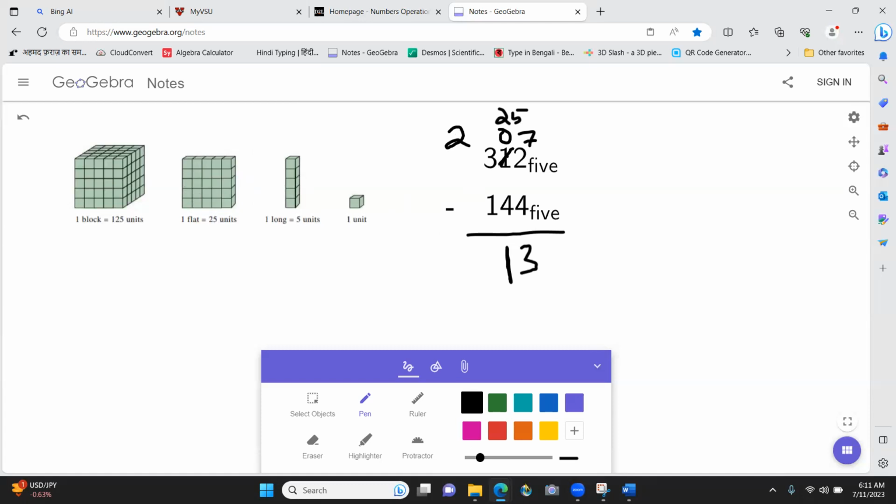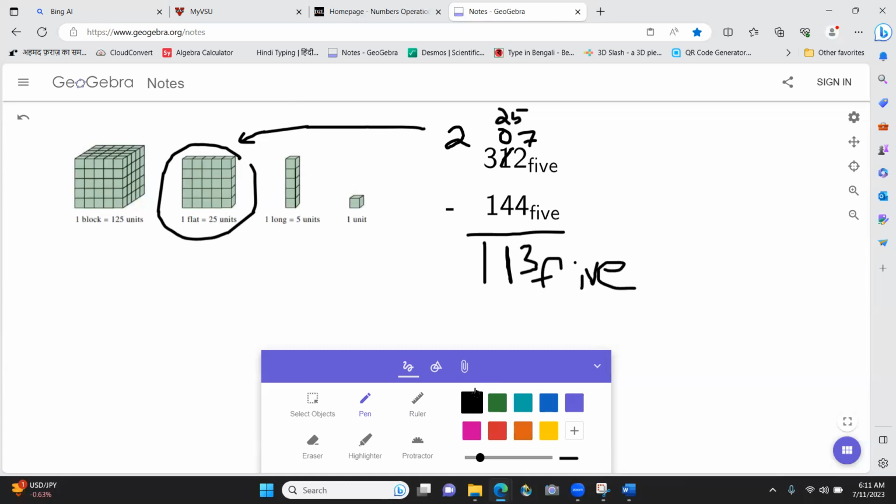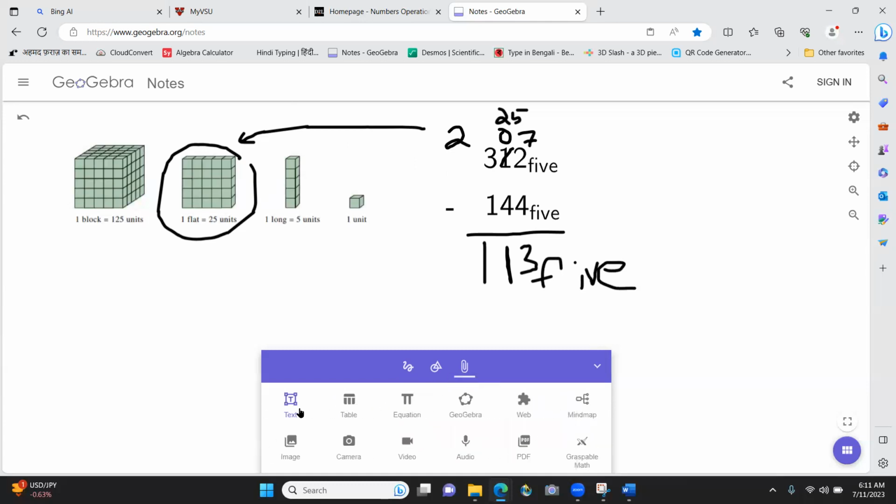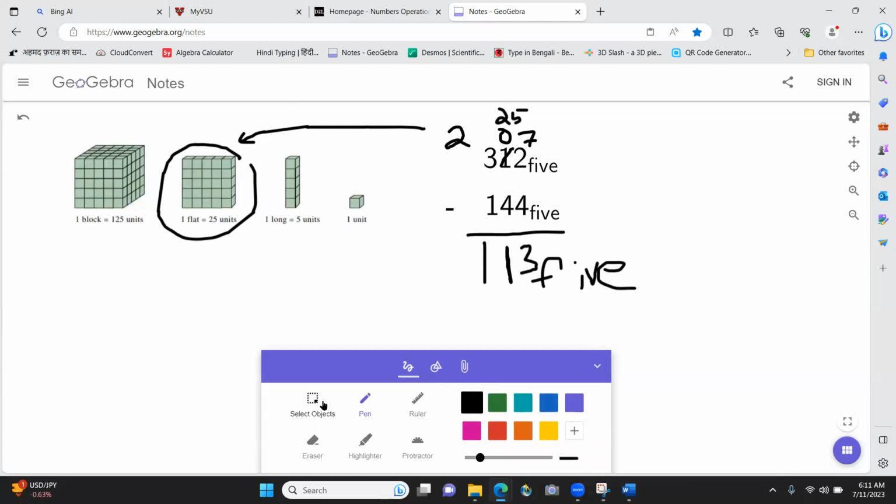Now I'm done. I have 2 minus 1. I have 2 of these here. And 1 of these. 2 minus 1 is 1. And this is, of course, in base 5. Now let me write it down nicely. And of course, I'm going to double check for you. All right, so let me write it down. It's a little challenging, okay?